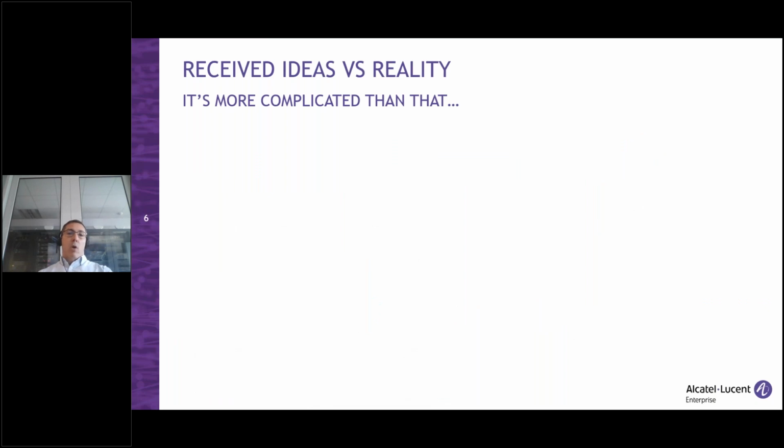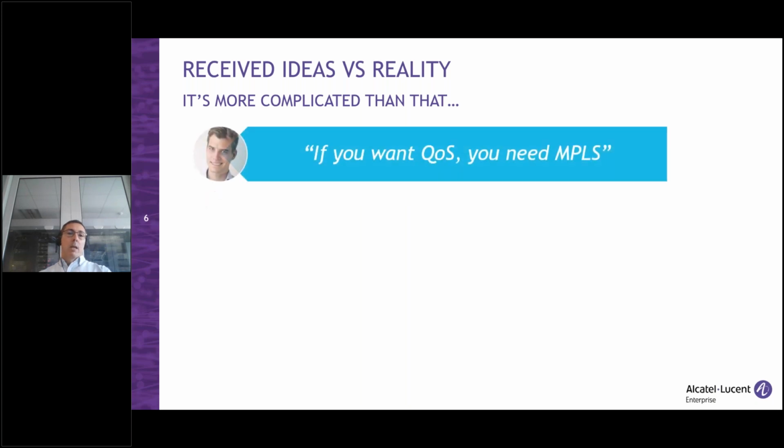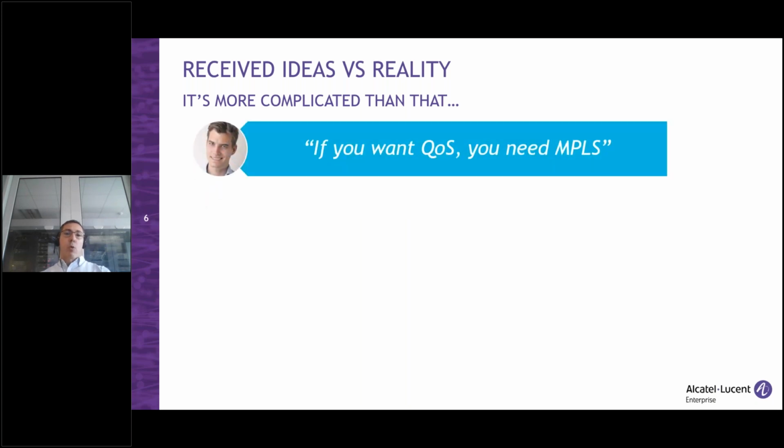Let's go through some of the most common arguments people give as reasons to choose MPLS. Some of these arguments are just wrong, others are not wrong, but they're only partially correct. Or there are very important caveats that we need to be aware of to avoid some common pitfalls, because reality is always more nuanced.